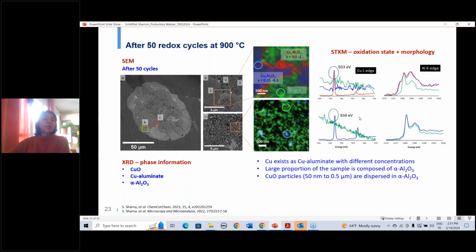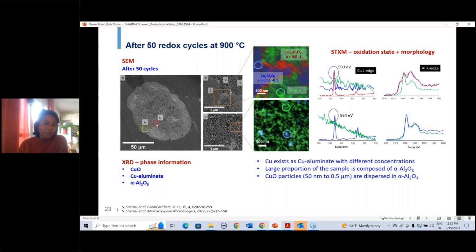Now, if we cycle the material, once we reduce it, the copper will come out in metallic form. But then again, once we cycle back under oxidation, it will go back and react with alumina to form aluminate. We do that for 50 times, and we see that the material now, after 50 cycles, is composed of several different morphologies. We can identify 3 different areas.